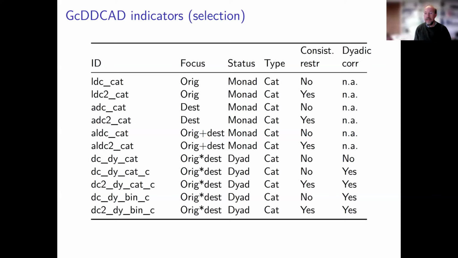And we have then also the dyadic variables, both without the dyadic correction and with the dyadic correction. This would be with the C added to the variable name. And we also have a measure that looks at whether the dual citizenship restrictions are consistent or not. We explain this further in the paper, but this basically refers to whether the loss of citizenship for origin country rules is automatic or not.